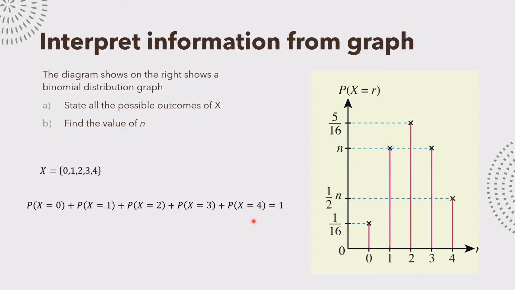Then you just use the values here. For P(X=0) it is 1 over 16. For P(X=1), you will get n. For P(X=2), you will get 5 over 16. For P(X=3), you will get n. And for P(X=4), you will get 1 over 2n. So you just add all the values here and find the value of n, which is equal to 1 over 4.